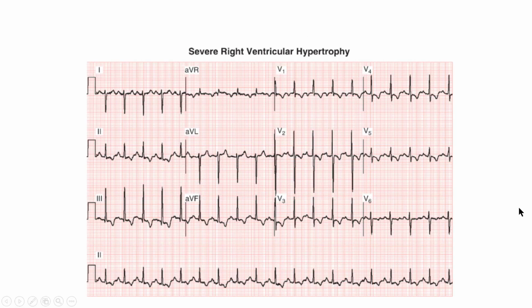Let's have a look at this 12-lead EKG. We're going to start with rate. Here we can see a QRS complex that's on a hatch mark, and we can see 300, 150, 100. The rate here is about 120. We definitely have a tachycardia.